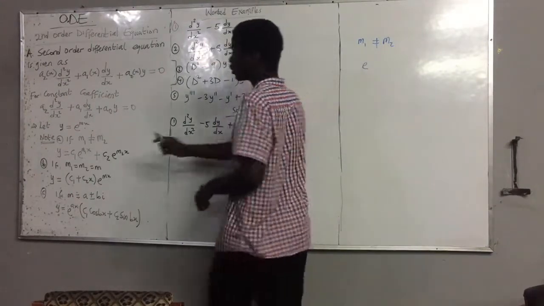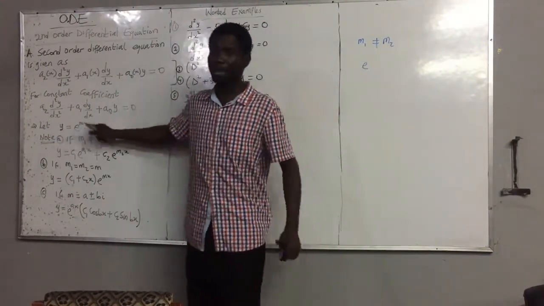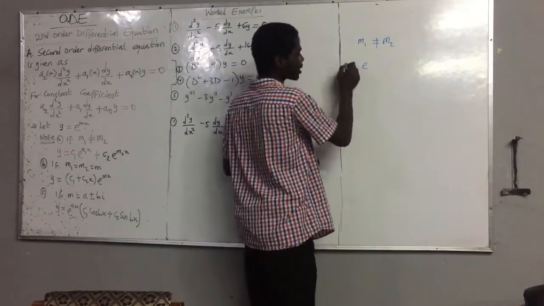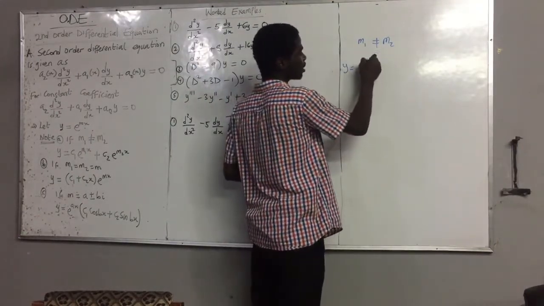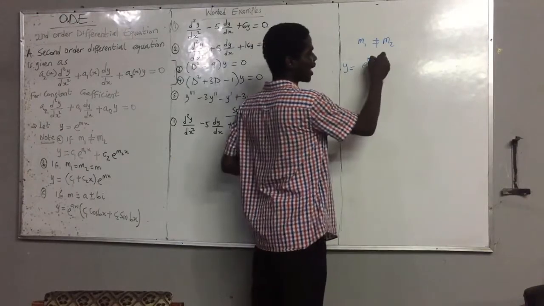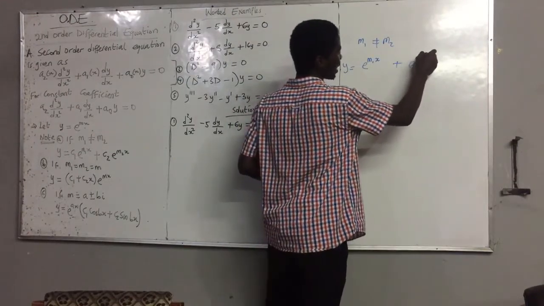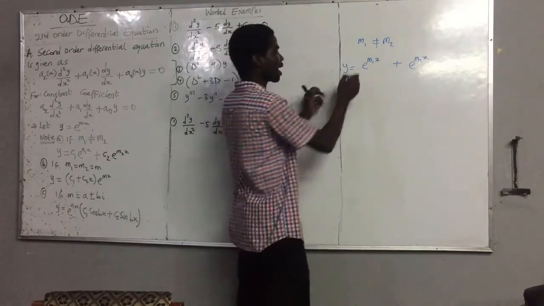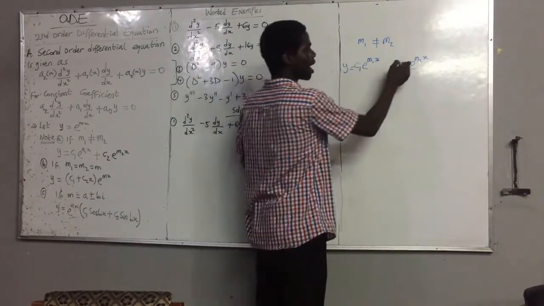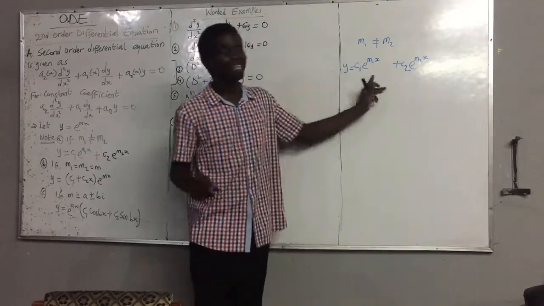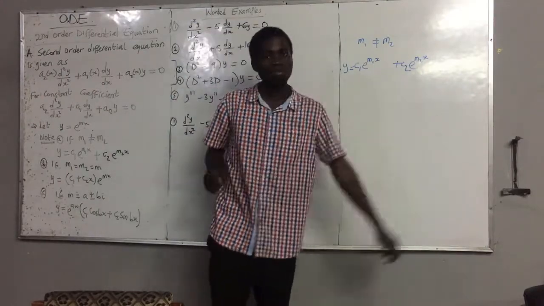You just said let y be equal to e raised to power mx. So that means your answer y will just be equal to e raised to power m1 x plus e raised to power m2 x, but you just add a constant to the front here, c1, add a constant to this one. So that's why they say c1 e raised to power m1 x plus c2 e raised to power m2 x.